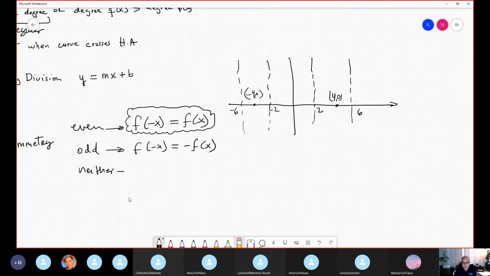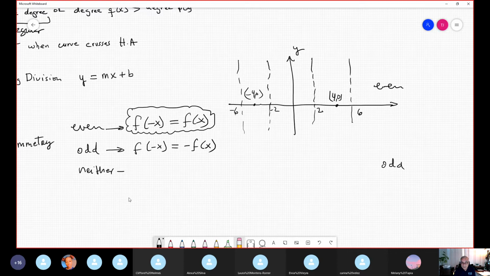I save time because I know that the graph is completely symmetric with respect to the y-axis. Okay? In this case, it is similar. This is the even case.